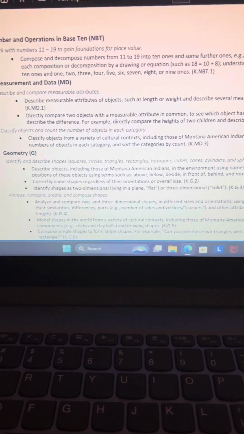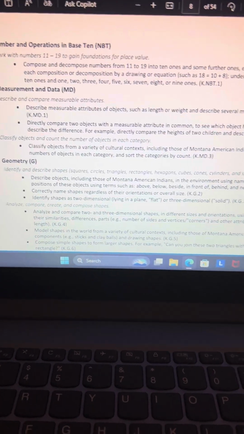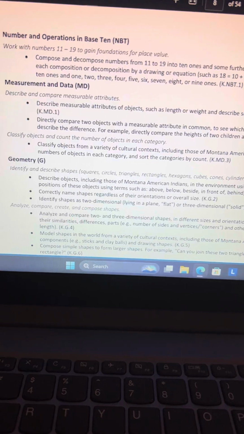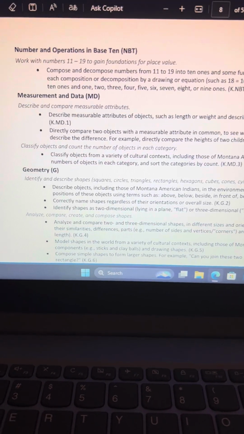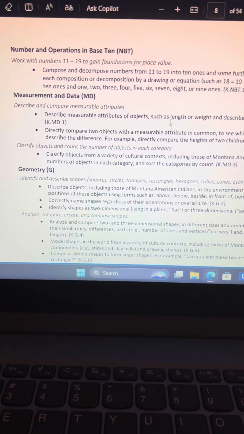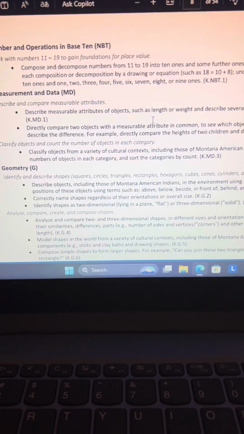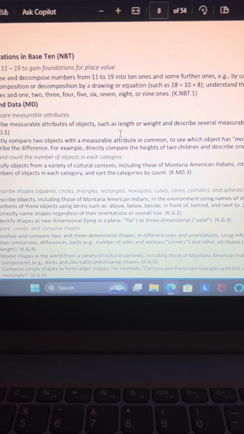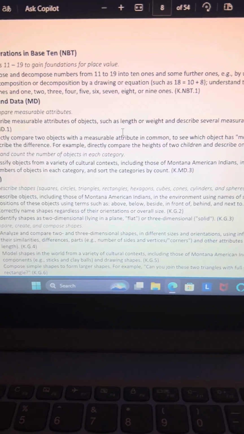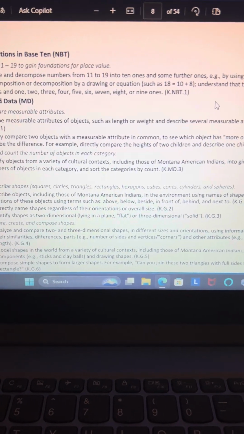Okay, so the manipulatives I'll be using today are blocks to represent the base 10 bundle system. This is for kindergartners, and the Montana Common Core standard is number and operations in base 10. So work with numbers 11 to 19 to gain foundations for place value. Compose and decompose numbers from 11 to 19 into 10 ones and some further ones.